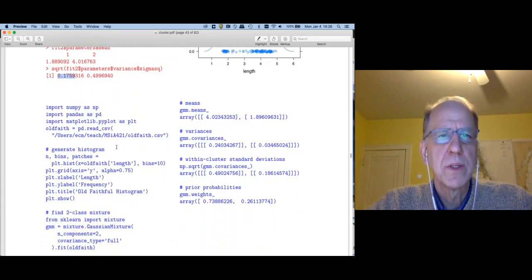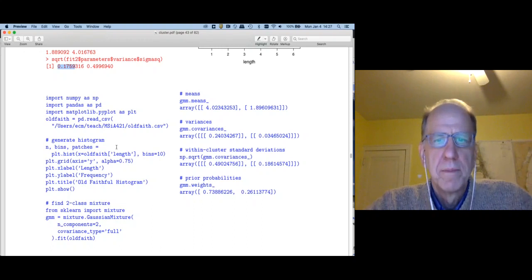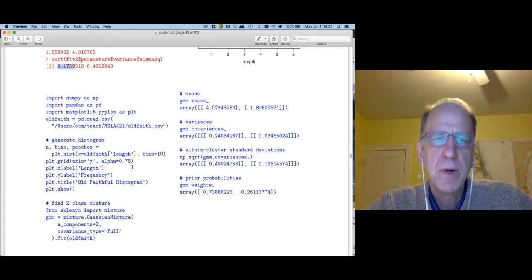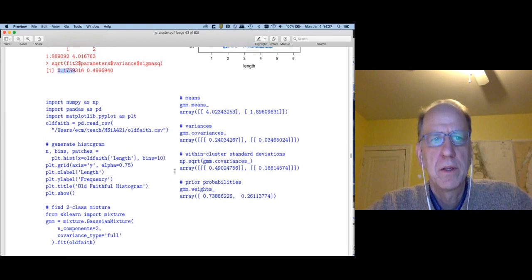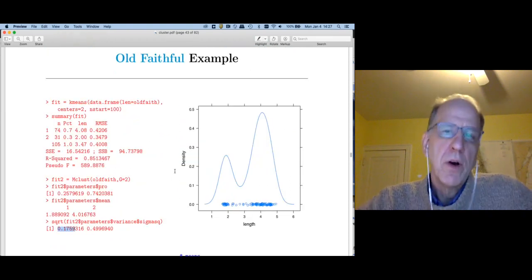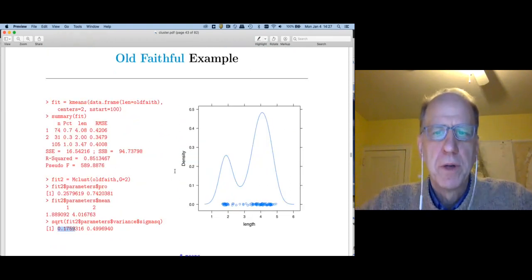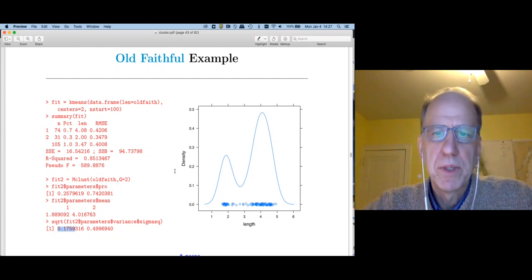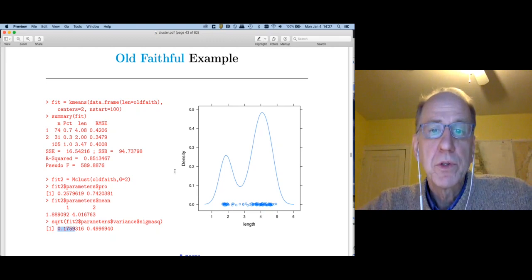I've also run this in Python. Python actually comes up with slightly different answers than the R Gaussian mixture library, but the two are much more similar than the k-means output. So I hope that gives you some motivation for why the finite mixture model, and Gaussian mixtures in particular, are going to be of use to us.